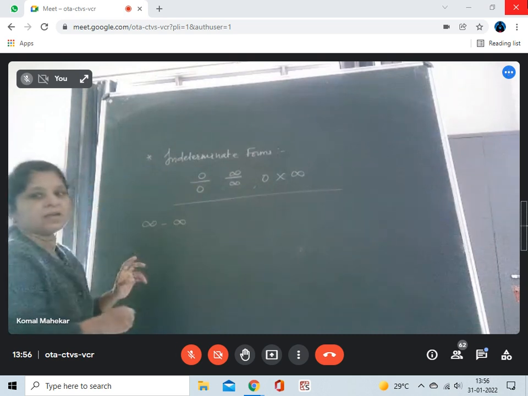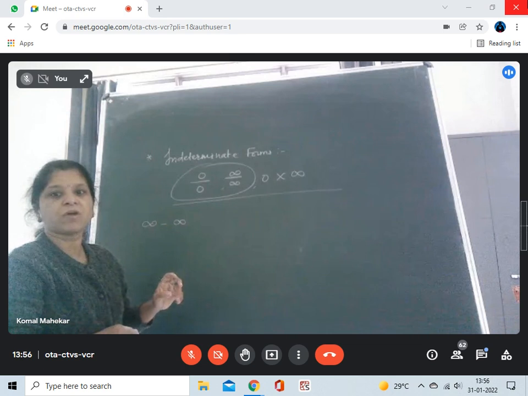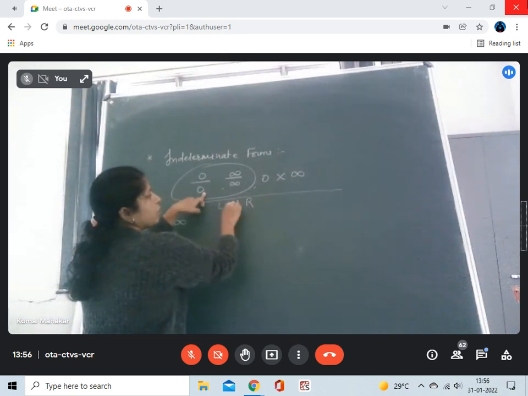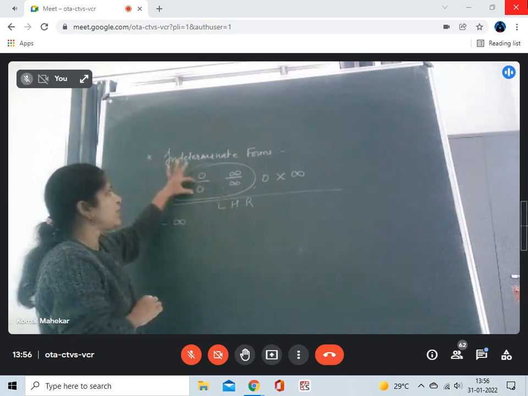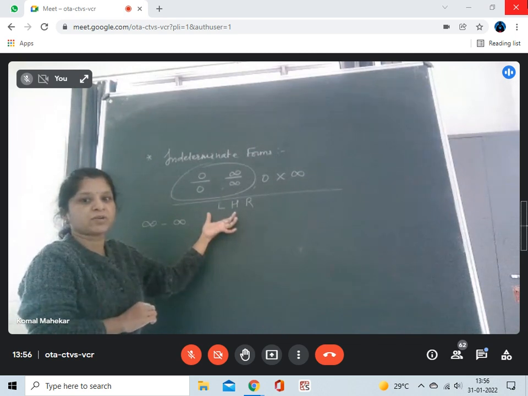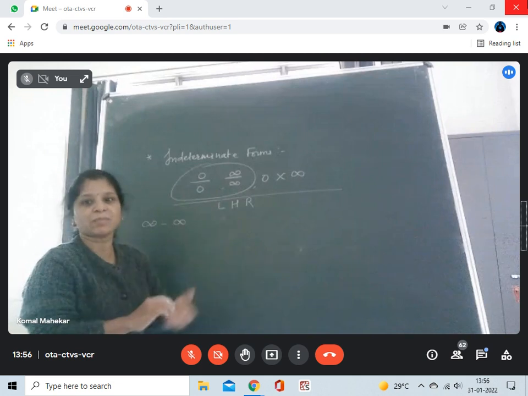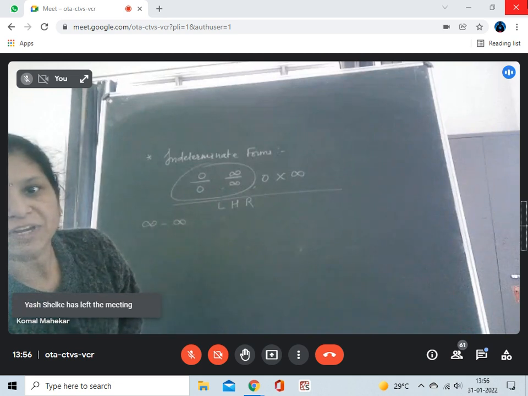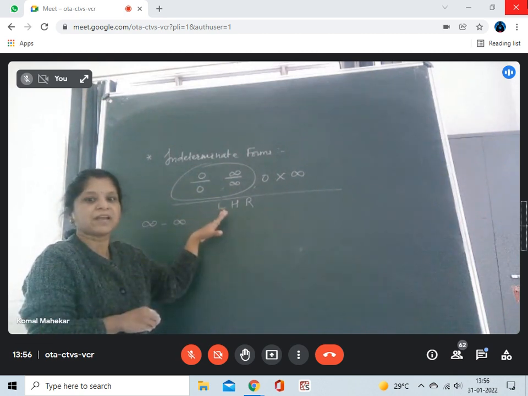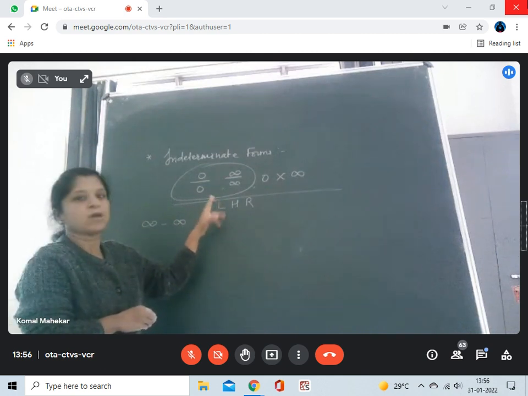We know that when the limit is in 0 by 0 or infinity by infinity form, then you will directly apply L'Hospital rule for the two forms. If it is 0 by 0 or infinity by infinity, you will directly apply the L'Hospital rule. You can find out derivative of numerator, derivative of denominator, and then we apply the limit. If limit is finite, that is our answer. If it is not, then again we will find out the second derivative of numerator and denominator function, and then we apply the L'Hospital rule.